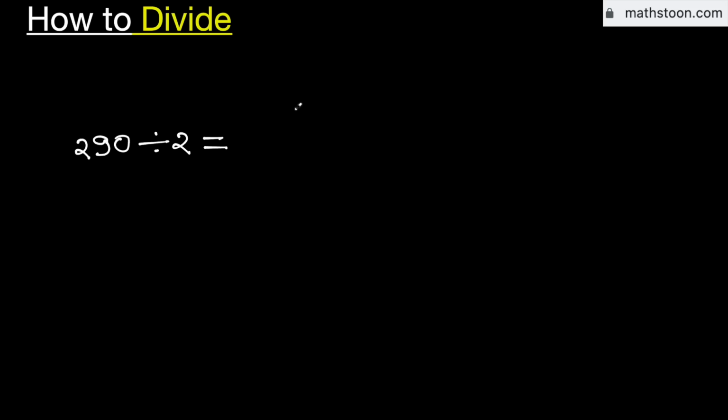Let's learn how to divide the number 290 by 2 using the long division method. To do this, at first we'll write down the numbers in this way. Consider the first digit 2.